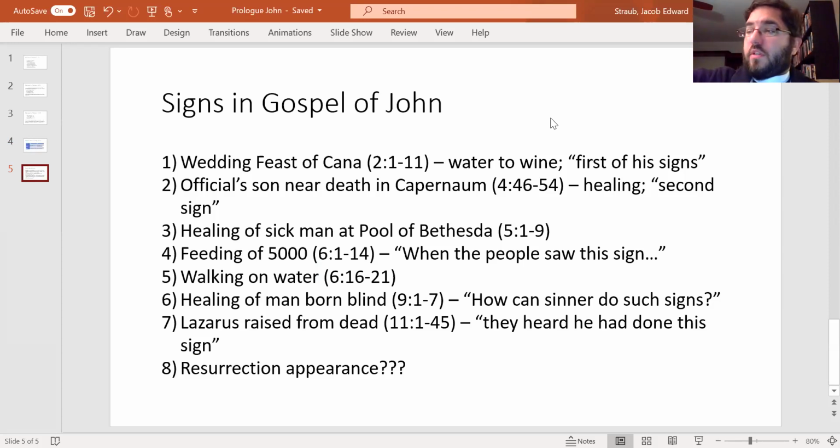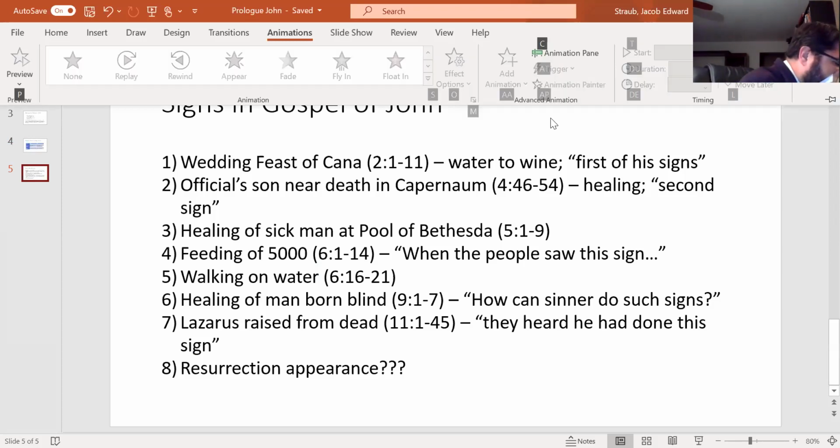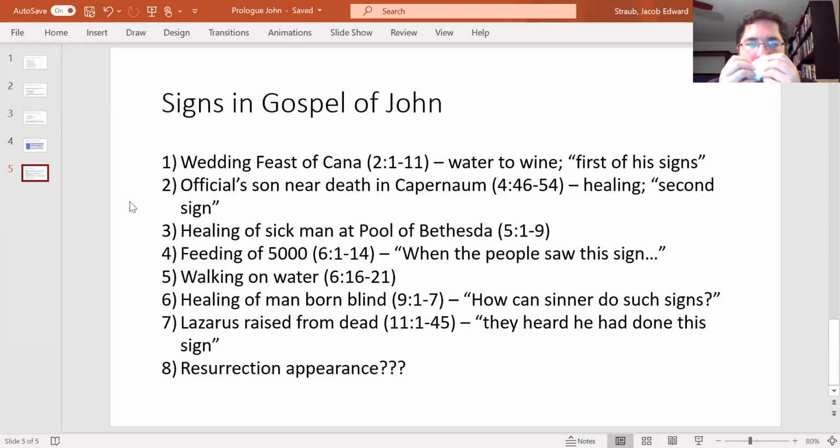So take a second to look over the list. The first sign, and John himself says this, the first of the signs that Jesus does, is in the second chapter, verses 1 through 11, the wedding feast of Cana. And simply put, this is a nature miracle. Jesus transforms water into wine.